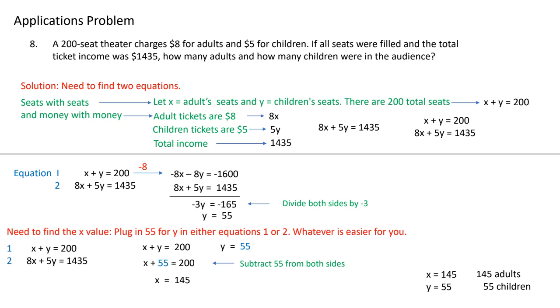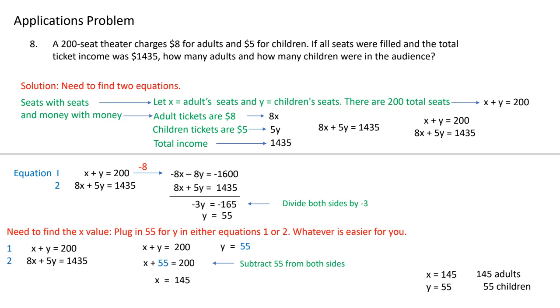As you see, I eliminated my x value. So now I'm going to solve for my y by dividing by a negative 3 on both sides. So y is equal to 55. What this tells me is that for me to have gotten this revenue, I needed to have sold 55 of the children's tickets. Now, for me to get the number of adult tickets, well, that's the easy part.